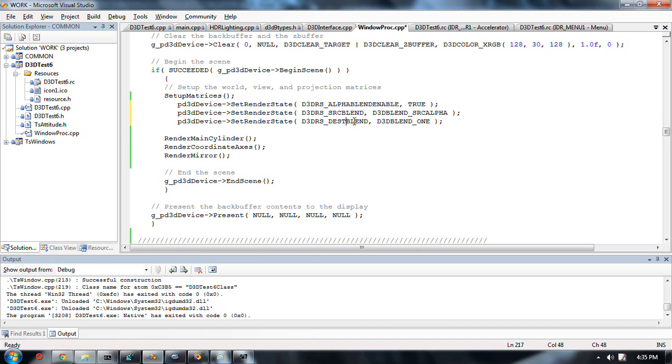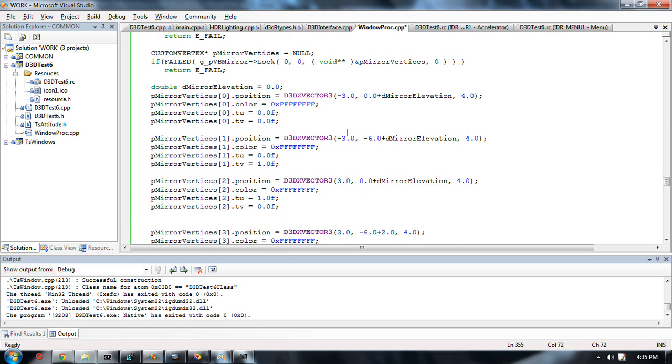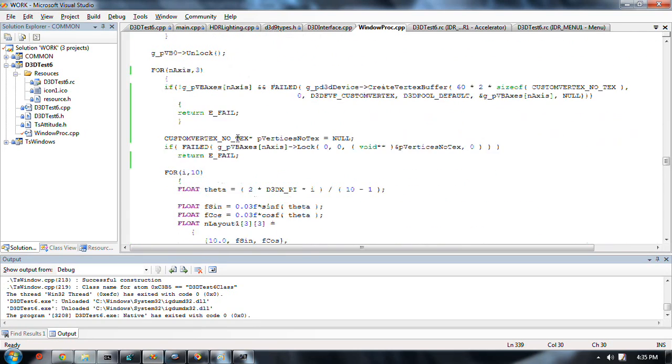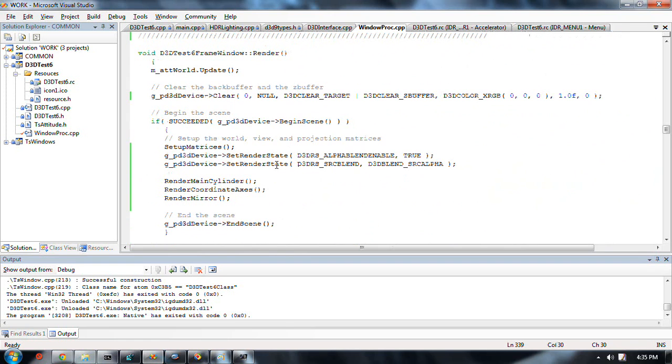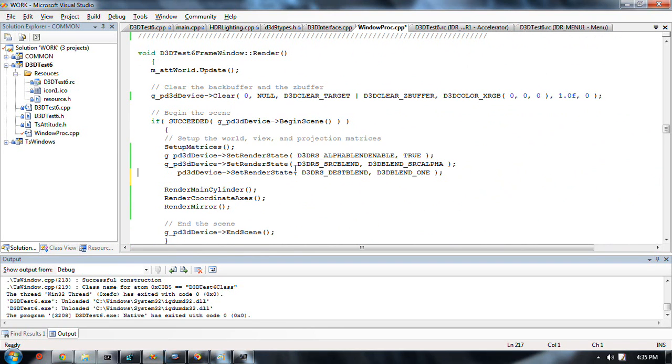Let me just copy that. Go back to where I want. Put it back. Now there are different ways to do alpha blending. There's source blend and source alpha. That's like the mirror has it. The mirror has alpha in it, like some transparency.